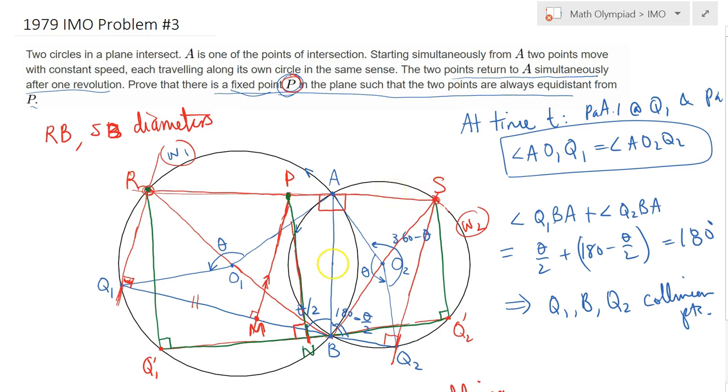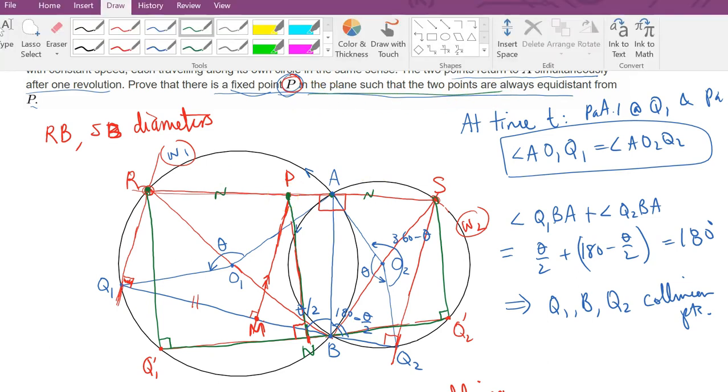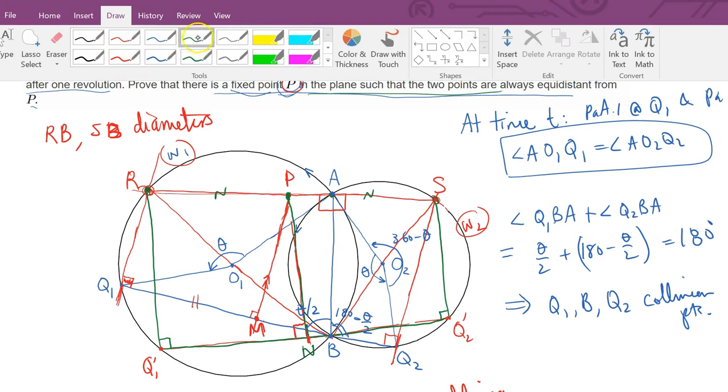So therefore, it must be the case that the midpoint of RS is this desired point, and I have shown how to construct RS, right? All you do is you have the radical axis AB, and you draw a perpendicular to AB at the point A. It hits the circles at points R and S, and boom, you calculate the midpoint of line segment RS, call it P. And that point P is the desired point. So P is equidistant, right?